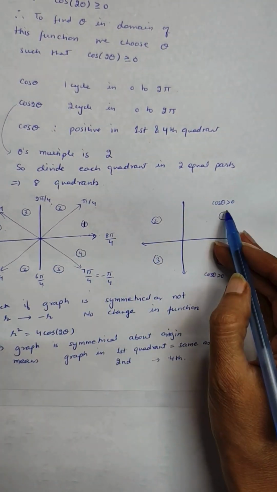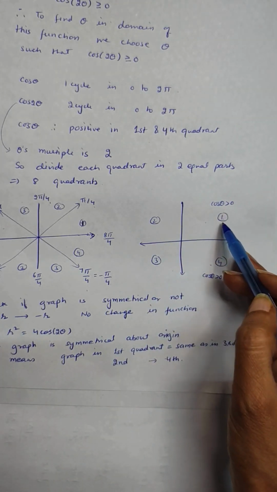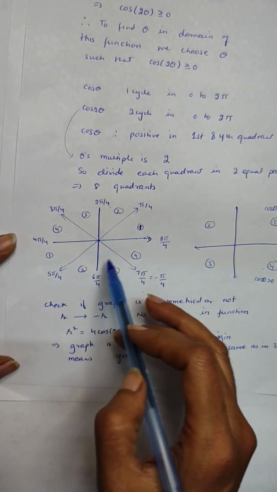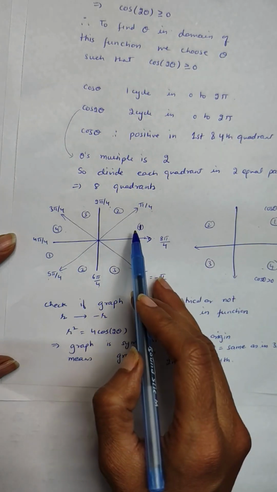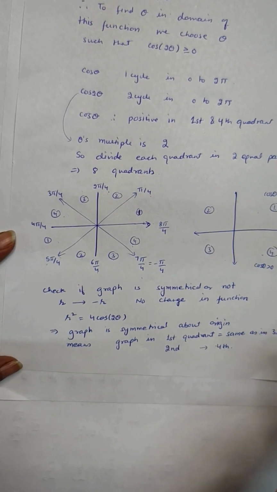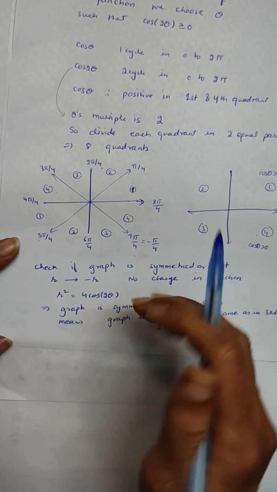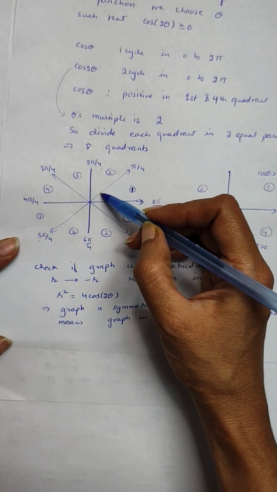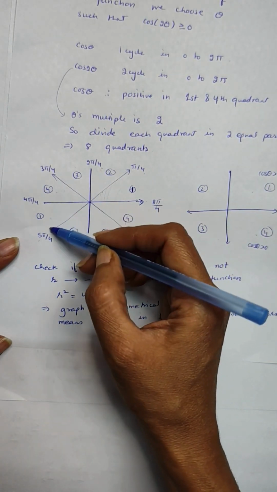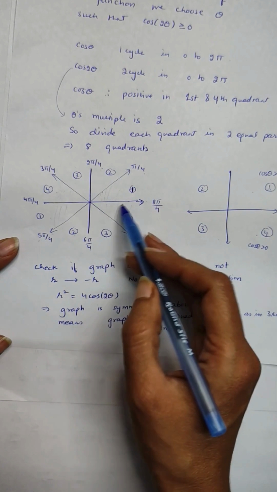Because cos theta completes one cycle in these 4 quadrants, 1, 2, 3, 4, and it's positive in the first and fourth quadrant, right? Now cos 2 theta is going to take exactly the same values in these quadrants, 1, 2, 3, 4, 1, 2, 3, 4. Okay, so that's one way to find out values of theta for which cos 2 theta is going to be non-negative. So now we know that cos 2 theta will be positive in 1, 4, 1, 4. So this is where the graph of the given function is going to lie.